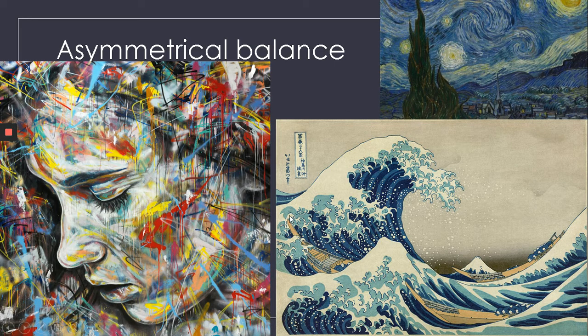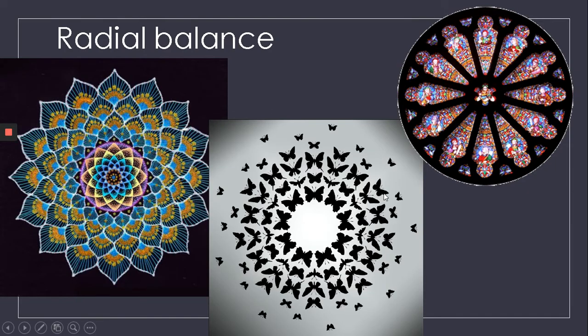Asymmetrical is completely unbalanced. So on this side, we've got a big wave. On this side, there's nothing. Her face points to the left. On the right, there is nothing. There's a tree on the left. On the right, there is nothing. Radial balance, like in maths, we get radius associated with circle. So radial is circular symmetry.